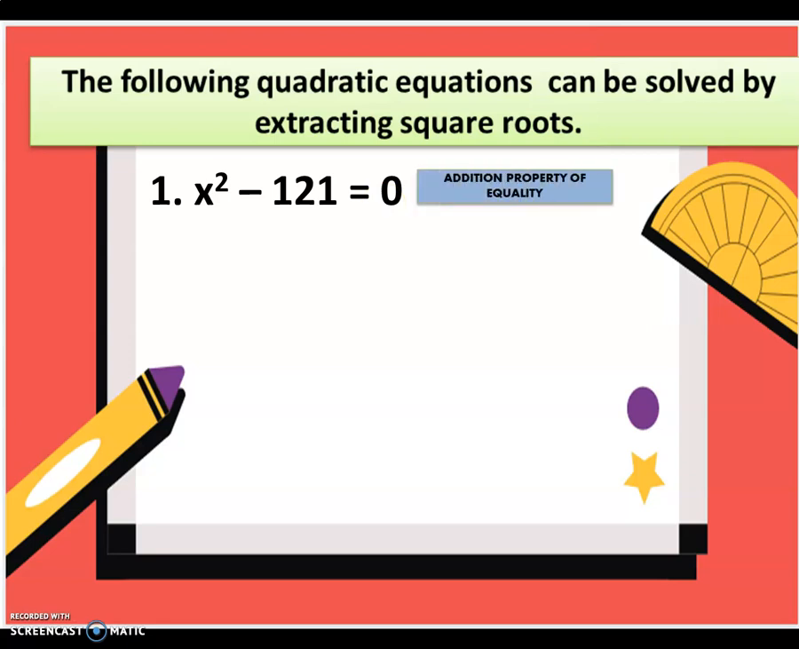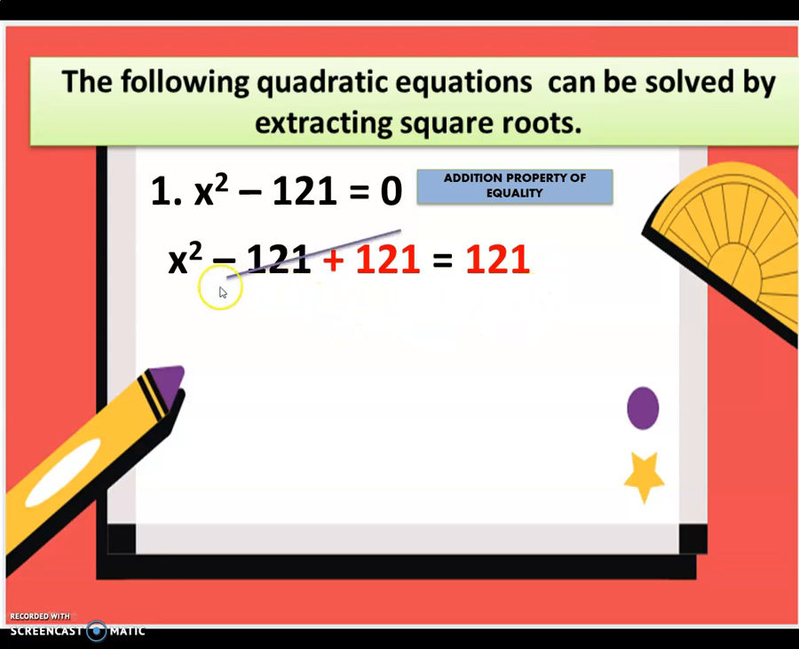So, first and foremost, we are going to apply the addition property of equality. So, lagi po natin huwag kalilimutan. Why addition property of equality? So, we have negative 121. So, kagaya ng sinabi ko kanina, we need to balance our equation. So, the opposite sign of negative 121 is positive 121. So, kung ano po yung i-add natin sa left side, ganun din sa right side. So, ayan. So x squared minus 121 plus 121 is equal to, sa right side, 121.